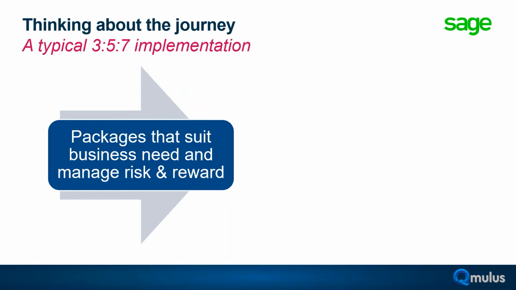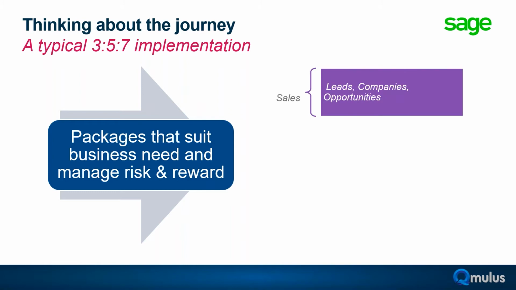So if we look at the typical Sage CRM implementation now, at the core of almost all Sage CRM implementations is the sales requirement. This can be grouped by the entities that support that sales functionality within Sage CRM, primarily leads, companies, and opportunities, although obviously opportunities also have quotes and orders.